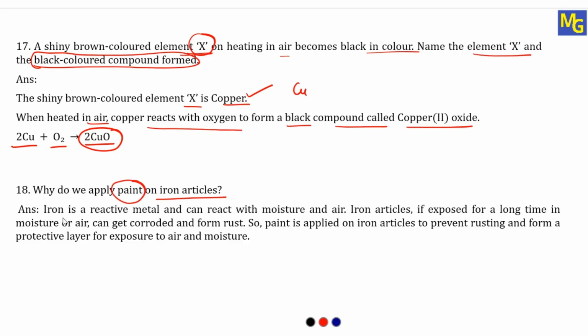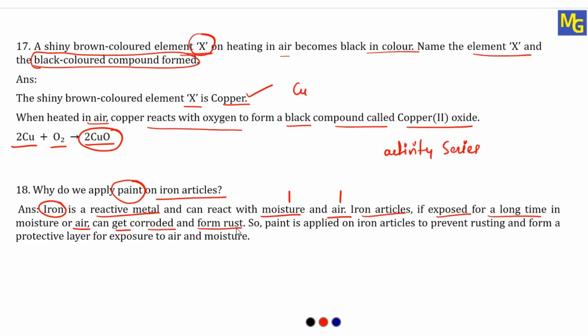Answer: iron is a reactive element and can react with moisture and air. So whatever articles are made up of iron, those all are reactive. The reactivity of those iron articles is very high, and this is according to the activity series. If you see the activity series, iron is near the top, so therefore it is more active. And to become stable, it starts reacting with the moisture or the air present in the atmosphere. That is called corrosion. So iron articles, if exposed for a long time to moisture or air, can get corroded and form rust.